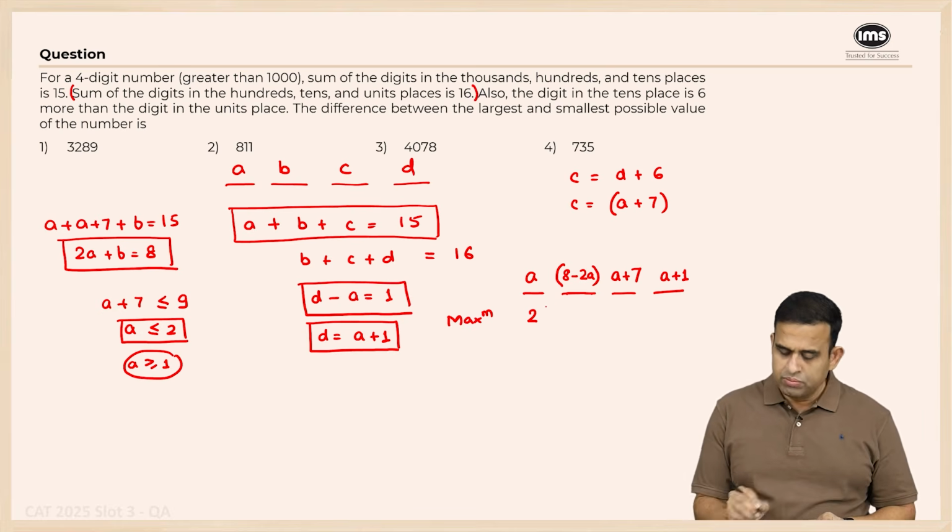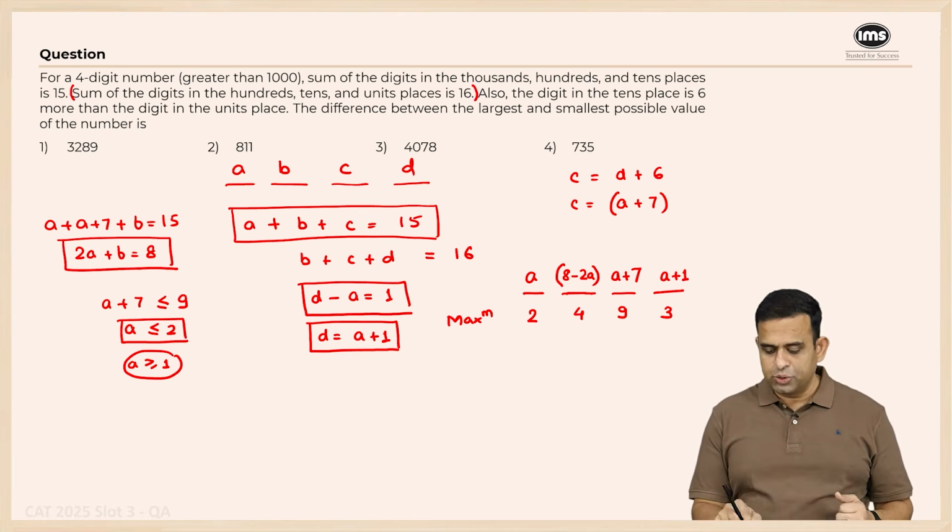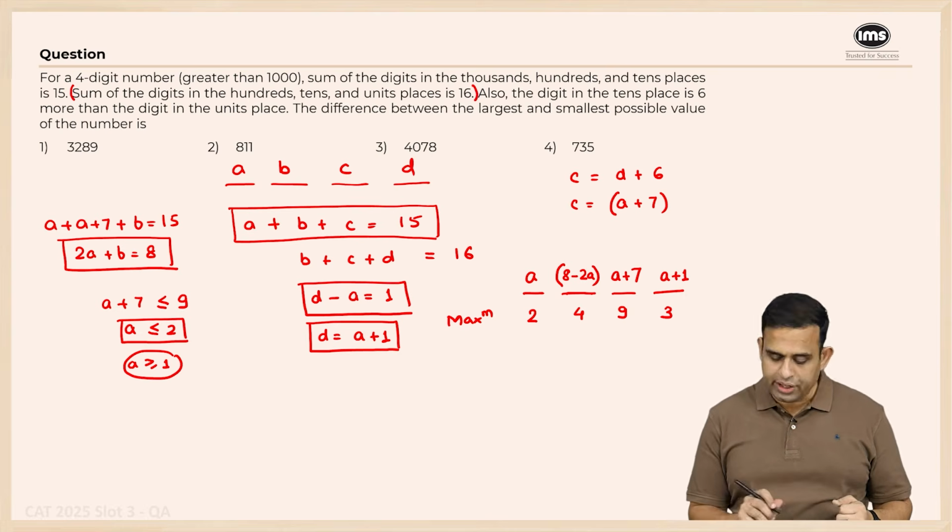For A as 2, the part 8 minus 2A will become nothing but 4. A plus 7 will become equal to 9. A plus 1 becomes equal to 3. So the max number I get is 2, 4, 9 and 3.